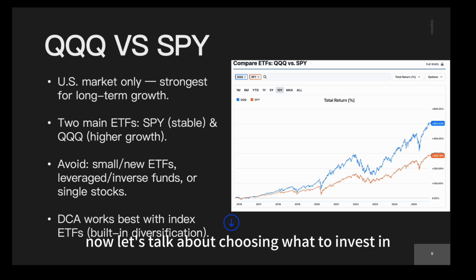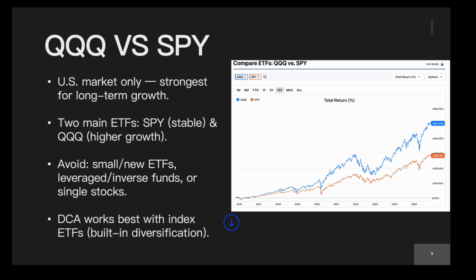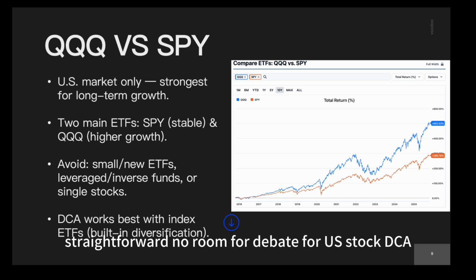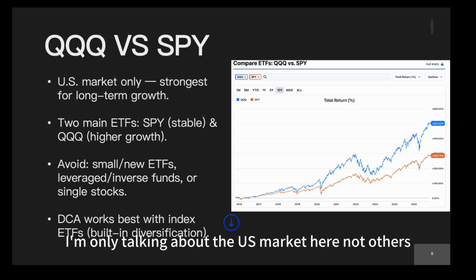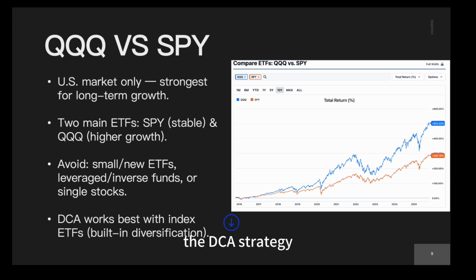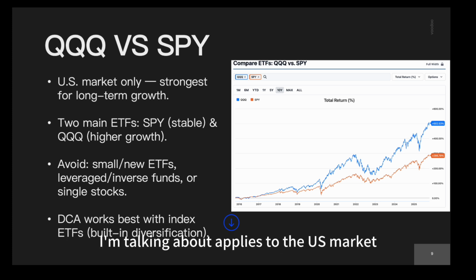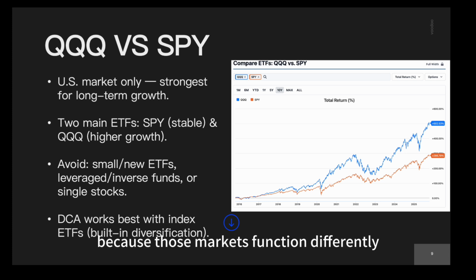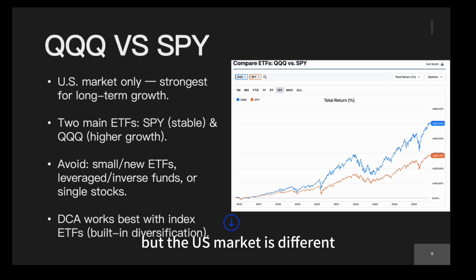Now, let's talk about choosing what to invest in. Very simple, straightforward, no room for debate. For US stock DCA, I'm only talking about the US market here, not others. The DCA strategy I'm talking about applies to the US market only. If you try it in other markets, you'll find some of them simply don't work. No matter what you do, you'll just get cut, because those markets function differently. But the US market is different.